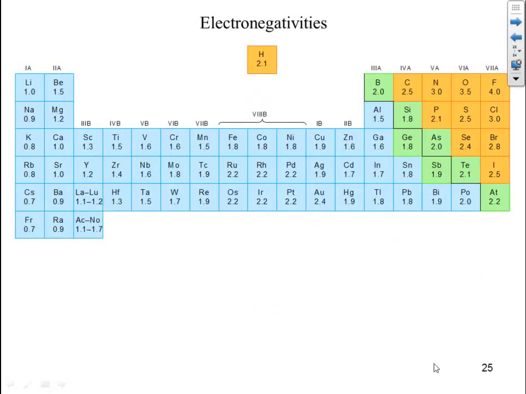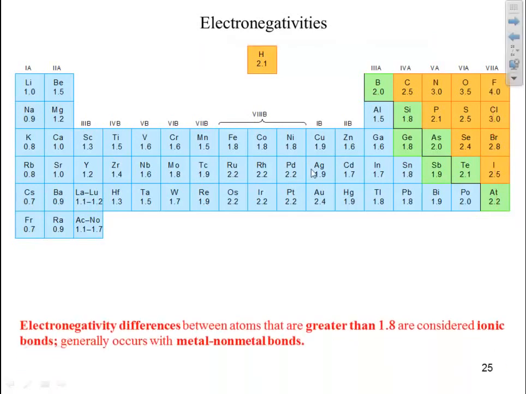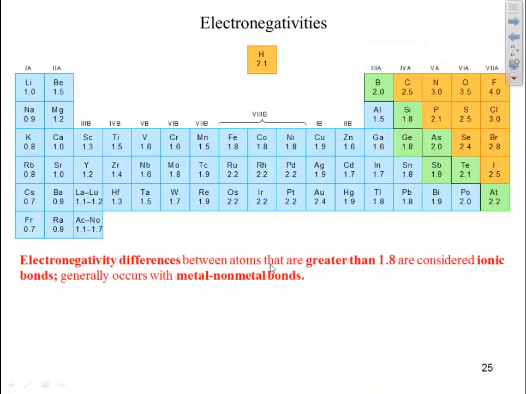Here's a periodic table for all the different electronegativities. Notice that the general trend is that it increases to the right and increases up the periodic table. So generally you can look at the periodic table and make predictions of electronegativities, comparing one species and another, by knowing this general trend. Electronegativity differences between atoms that are greater than 1.8 are considered ionic bonds. This generally occurs with your metal-nonmetal bonds. This is why we make that generality and say a metal and a nonmetal is an ionic bond, because based on these numbers, that's the general trend.